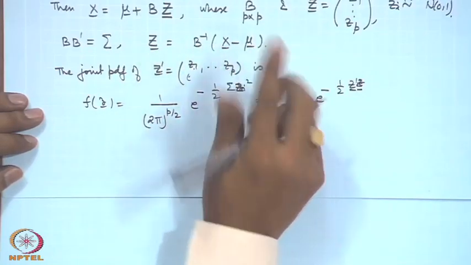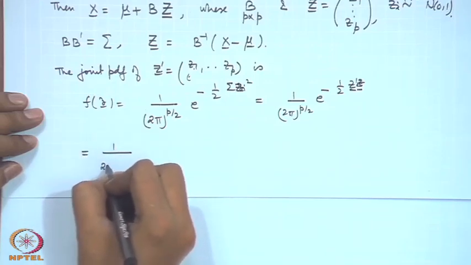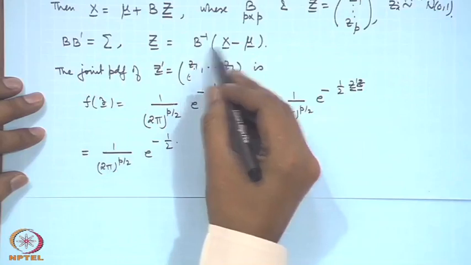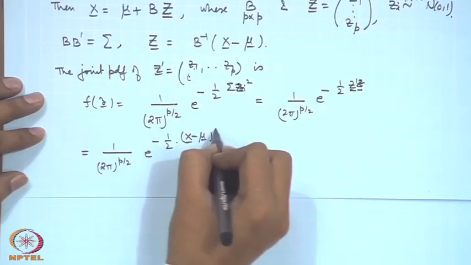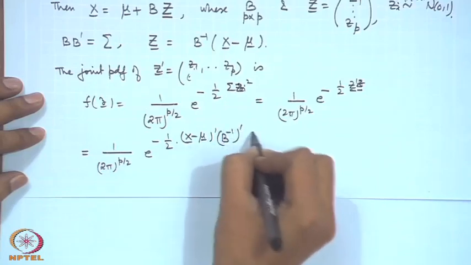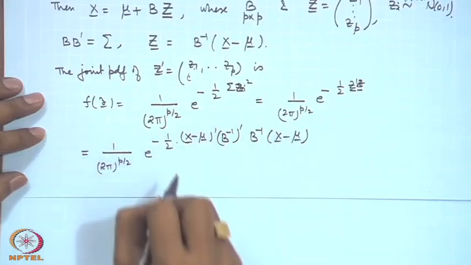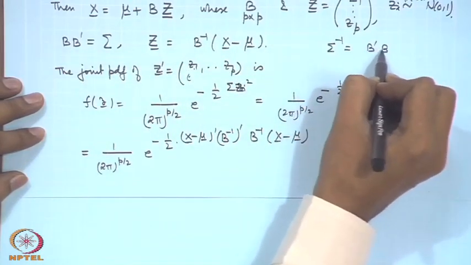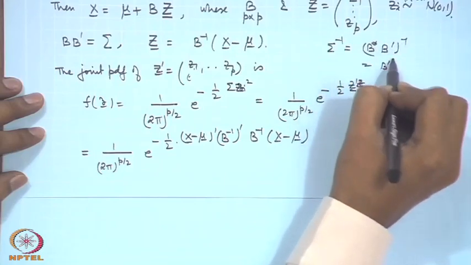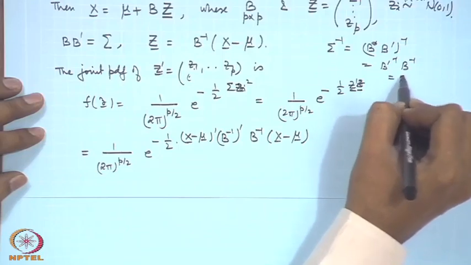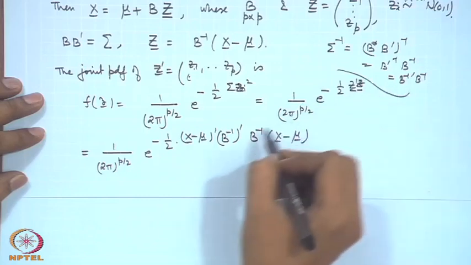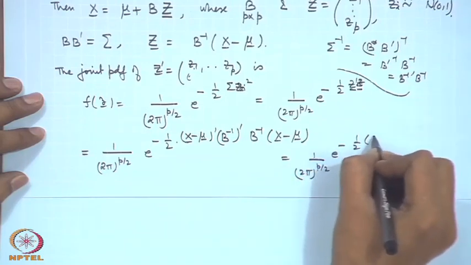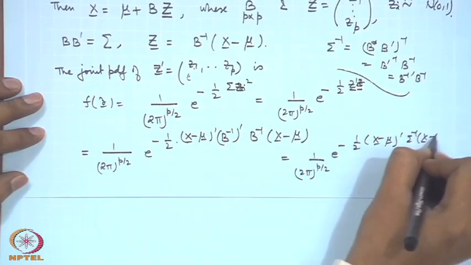Now, this Z is given in terms of this, so we write it here. That is equal to 1 by (2 pi) to the power p by 2, e to the power minus half, now Z is equal to this term here, so it is becoming (X minus mu) prime B inverse prime B inverse (X minus mu). Now, if I am assuming this B B prime is equal to sigma, then sigma inverse is equal to (B prime)(B B prime) inverse, that is equal to B prime inverse B inverse, that will be equal to B inverse prime B inverse. So, we can use this. So, this is simply becoming 1 by (2 pi) to the power p by 2, e to the power minus 1 by 2 (X minus mu) prime sigma inverse (X minus mu).